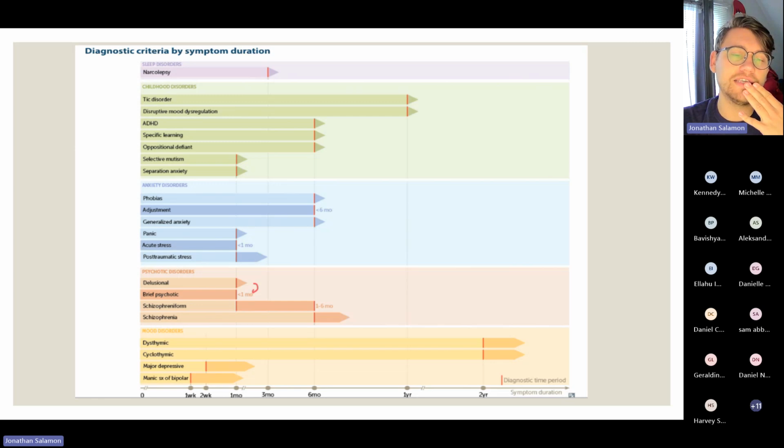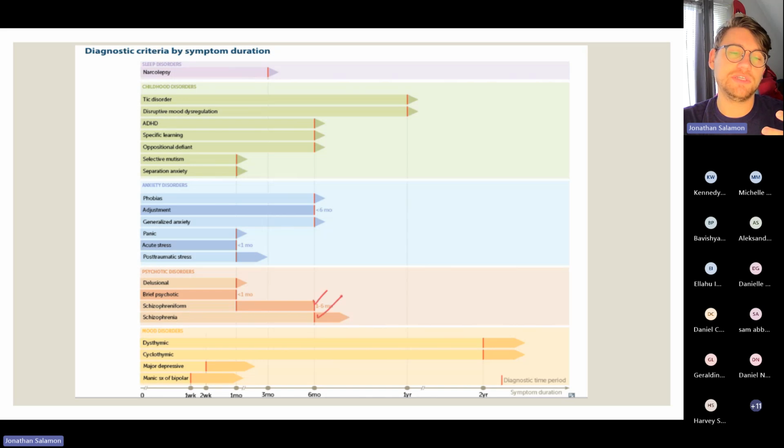Delusional and brief psychotic can sometimes be kind of hard to distinguish between in the question stems. Please remember, delusional is one single delusion. You're delusional about one thing. You could be completely normal for the rest of your life, but there's one crazy thing that you believe.